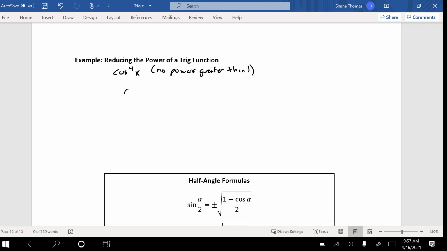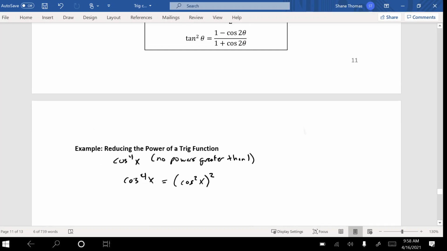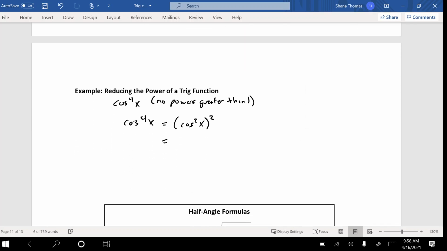So how could I rewrite the cosine to the fourth of x as a square? Yeah, cosine squared, squared, right? Now I have the cosine squared of x, and if I look up here, cosine squared of theta is 1 plus cosine of 2 theta over 2. In this case it will be x. So we'll rewrite this as 1 plus cosine of 2x over 2, squared.